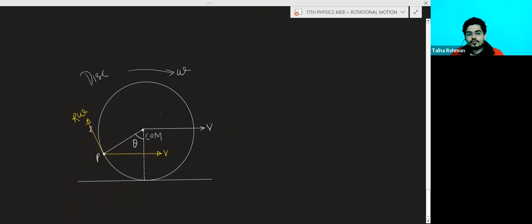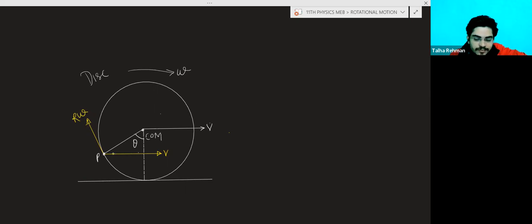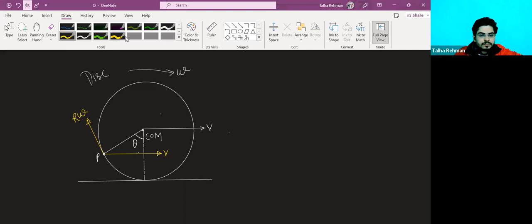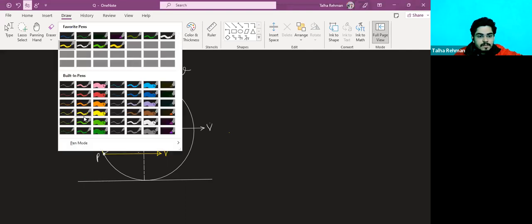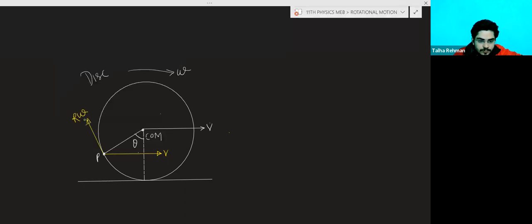Now there are two vectors. This v is one vector, r omega is another vector, and they are acting at some angle. We have to find the resultant velocity at point P, and that will be given by the vector addition of this and this. So we want to find the angle between the two vectors. Very easy. What will be this angle?